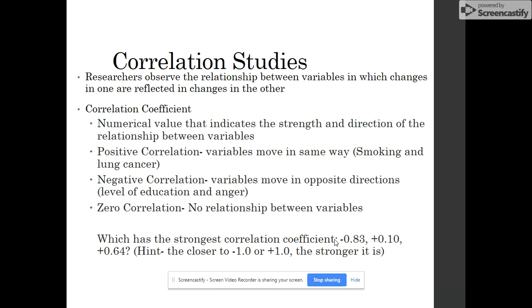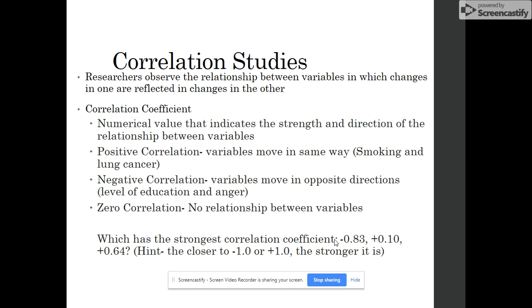All right, so like I said, the correlation coefficient is the number value that indicates the strength of the relationship and the direction. So is it positive or negative? With a positive correlation, the variables are going to move in the same direction. So like the more you smoke, the more likely you are to have lung cancer. So they both track up. That's positive. Negative correlation is when things track down.